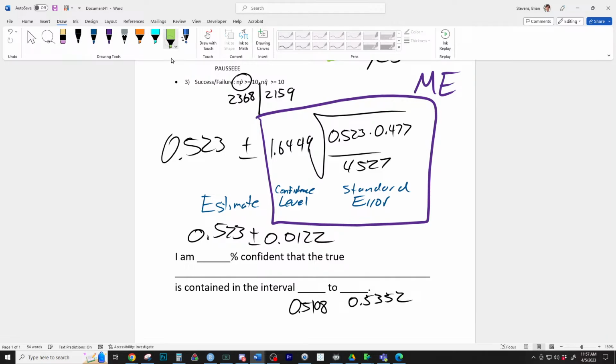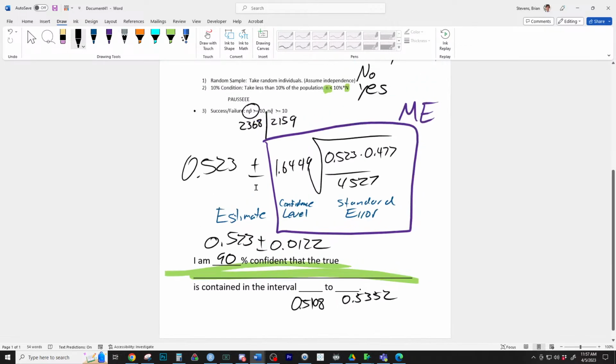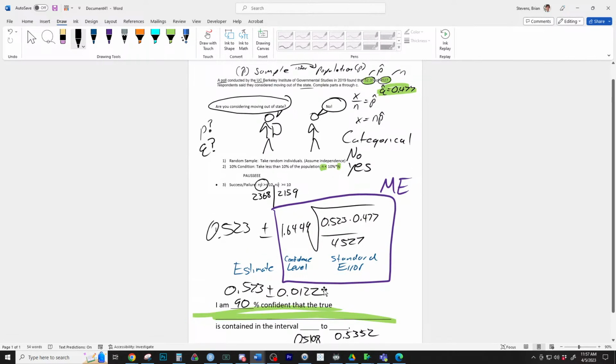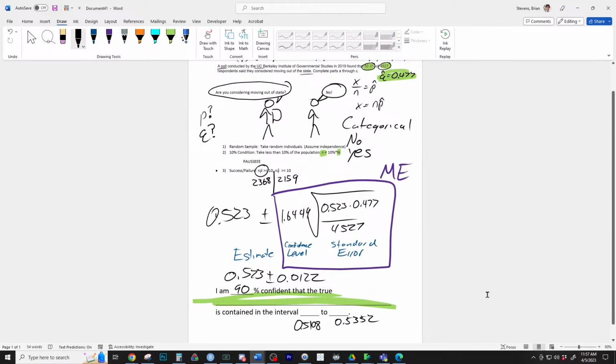A lot of people on the test have a hard time with this part. The middle part right there is we were asking people, do you think you're going to move out of state? So I'm 90% confident the true proportion of people who plan to move out of state is contained in the interval 51.08% to 53.52%. I do this as a percent usually, we'll see if it wants decimal percent when we enter it in.